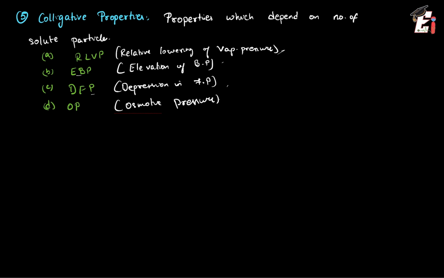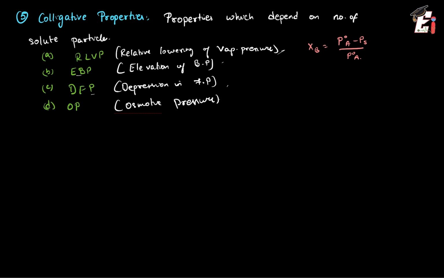So now when I give you the formulas, you will be able to understand from the formula what I am trying to explain here. So basically if you see relative lowering in vapor pressure, mole fraction of B is going to be equal to pure A minus solution pressure divided by pure A's pressure, and this is known as relative lowering.